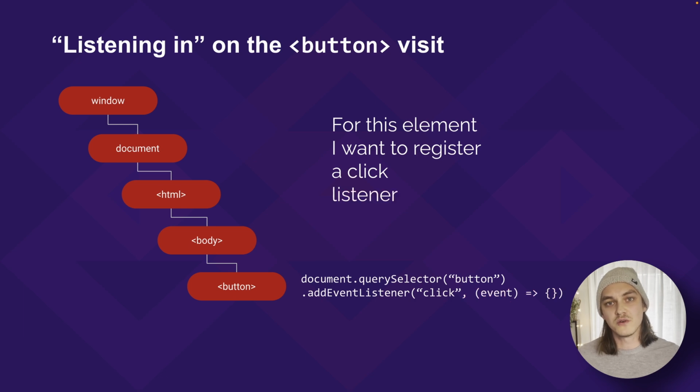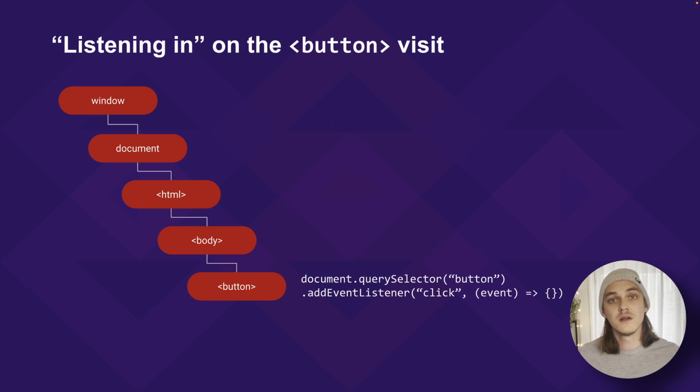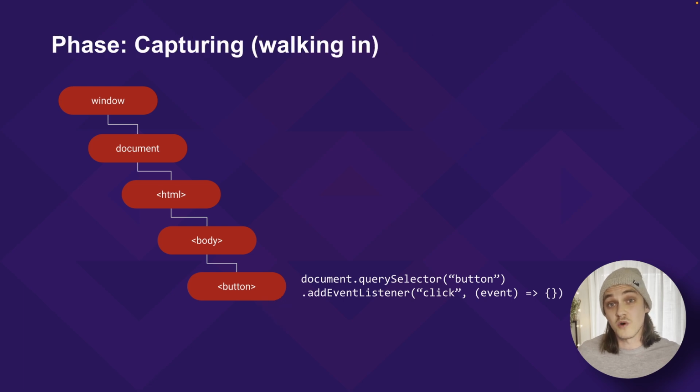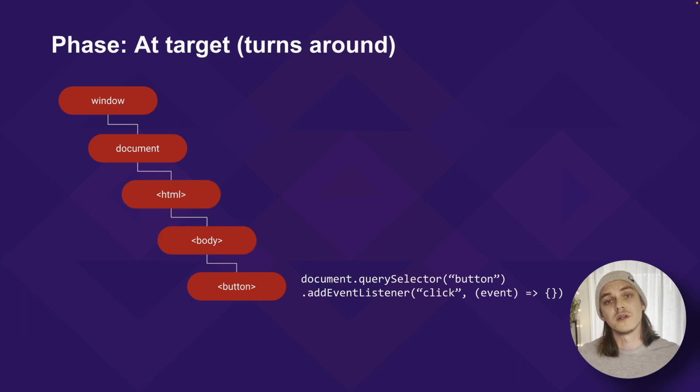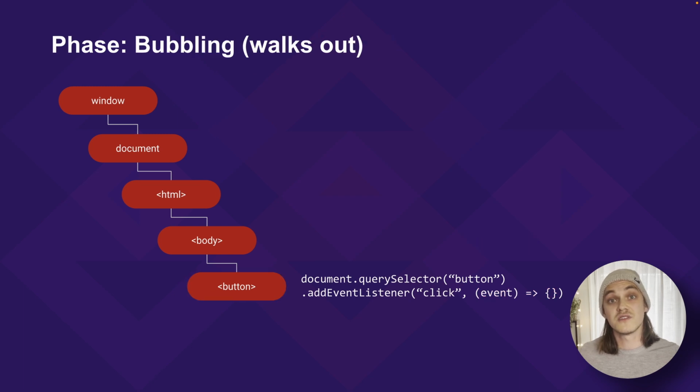Given this written code, if we now click on the button, we will once again enter the event propagation system. It will enter the walking in phase, walk in, transition to the at target phase where it turns around, but during the turnaround, this function is found and invoked. After this, it transitions to the walking out phase or the bubbling phase, where it walks out the same way it walked in. After this point, once again, the event propagation system is done.